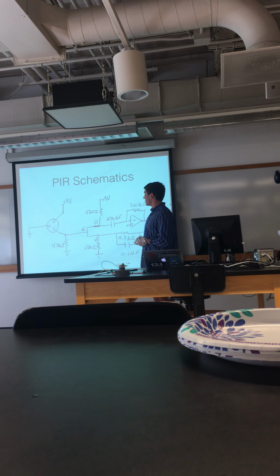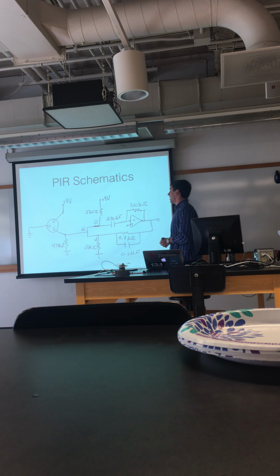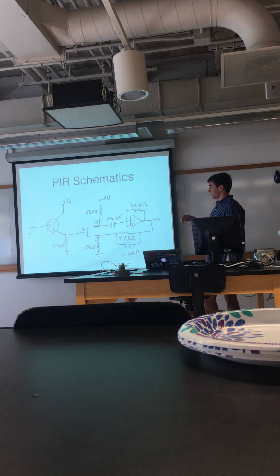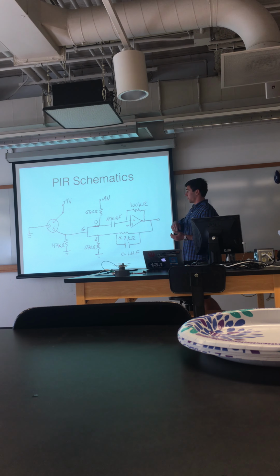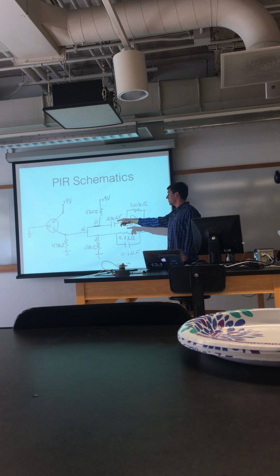My PIR, the pyroelectric device, is that circle on the far left. It's got 3 different pins. So one is G, one is D, and one is S. G just goes to ground, D is a drain, so where it gets the power from, and then S is where the signal is going to come out of.